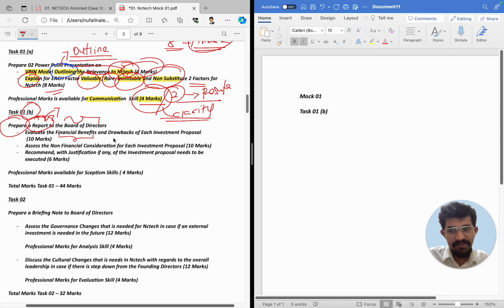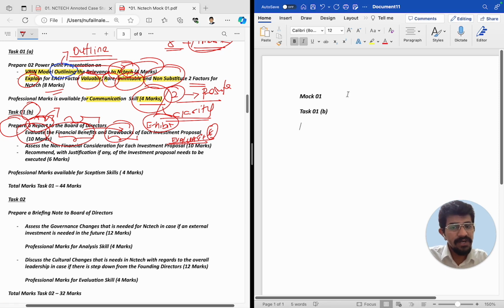Evaluate the financial benefits and drawbacks of each investment proposal. So they want you to guide with the financial benefits and the drawbacks, and the verb they use is evaluate, students. It's a higher level verb, which means you need evidence-based writing. You have to use the data given in the exhibit more than your knowledge, because evaluate, assess, and analyze, these three verbs are more towards the case and industry specific. Now, the next one, if I'm not mistaken, is 10 marks.